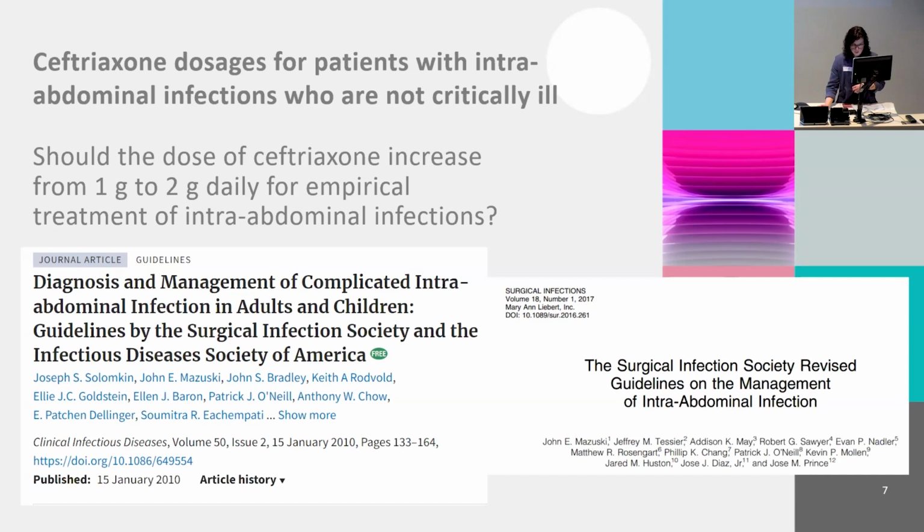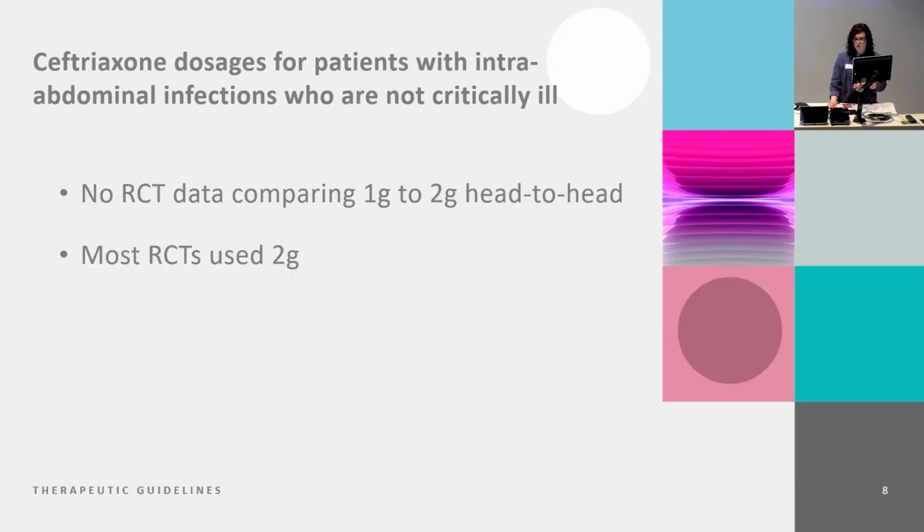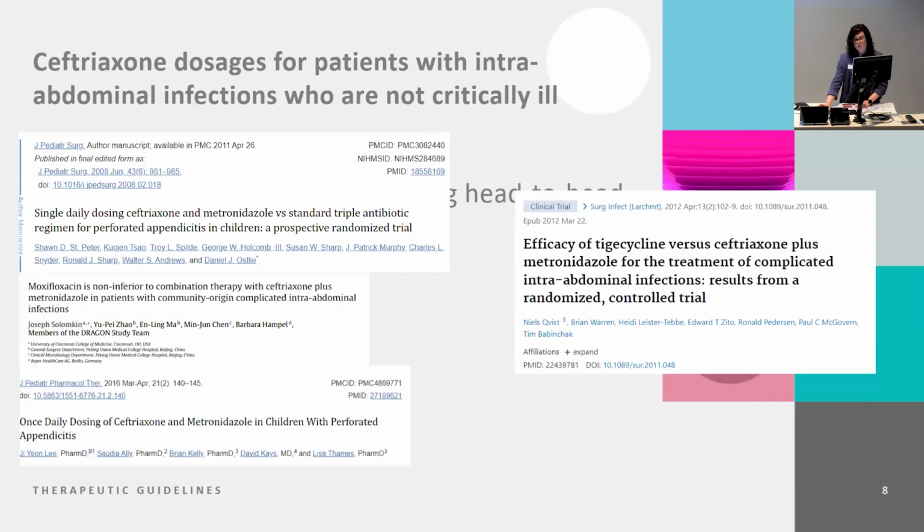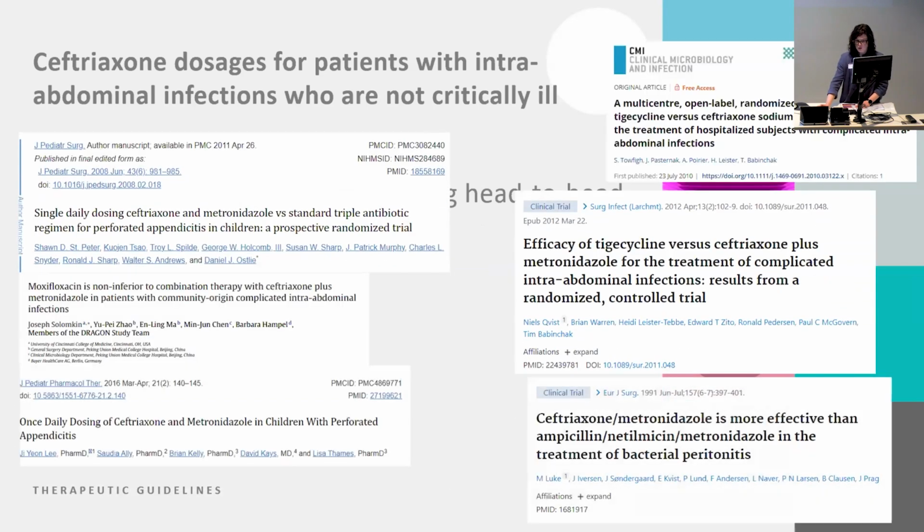So then we come to randomised control trial data. There is no randomised control trial data comparing 1 and 2 grams head to head. But when we looked at the data in intra-abdominal infections, all of them, except for the little one from 1991, used 2 grams. So that was quite fascinating.